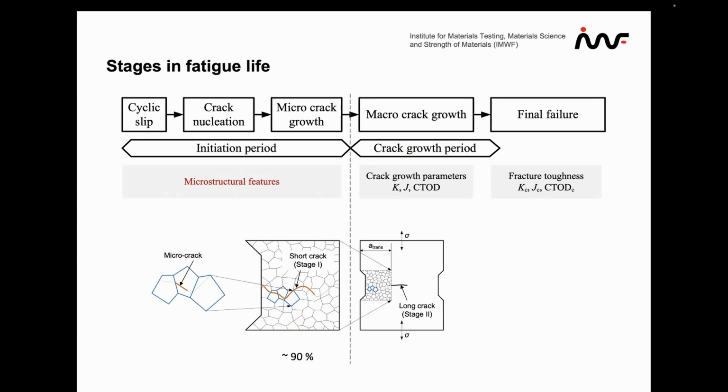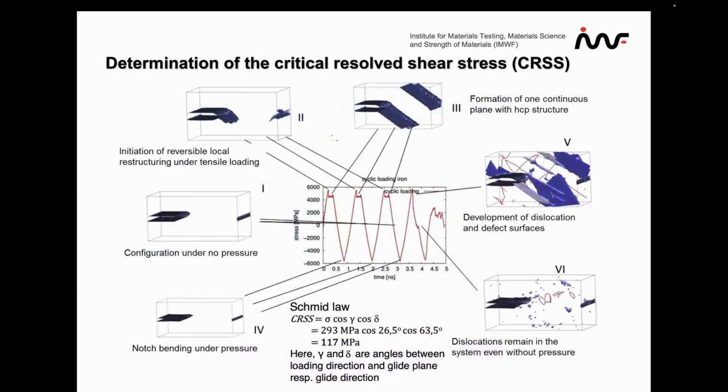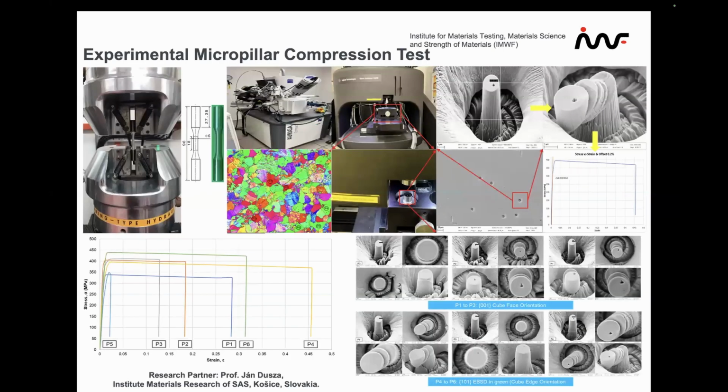The most important aspect here is the short cracks, because they dominate 80 or 90% of lifetime, while long cracks are very well captured by finite element procedures with typical toughness analysis. The critical resolved shear stress is also here the relevant value. We did molecular dynamic simulations in order to look at dislocation developments and the appearance of the first permanent dislocations. And from the analysis, we can derive the critical resolved shear stress for this method.